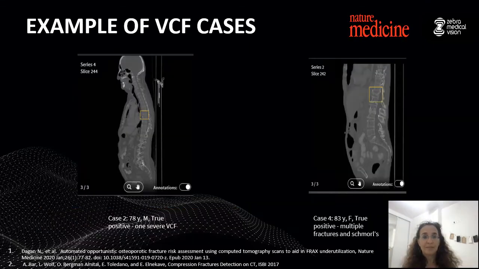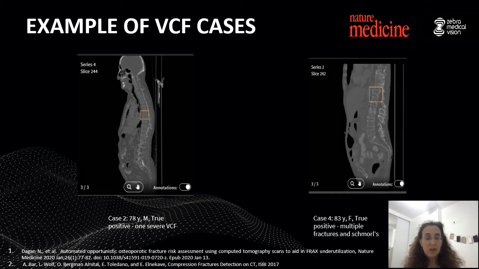We have developed an automated VCF solution based on neural networks trained on a large dataset indexed according to the Genant classification. The device was validated against a previously unseen dataset, achieving high performance at detecting moderate or severe vertebral compression fractures, and received FDA and CE approval.